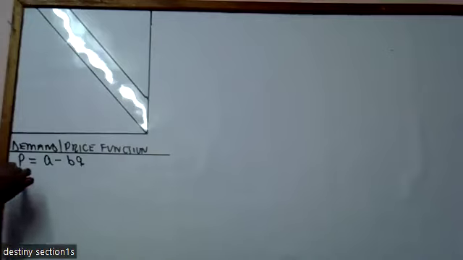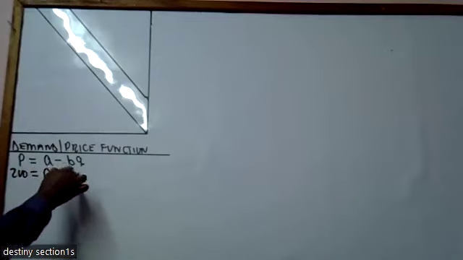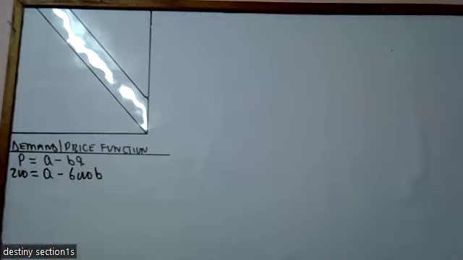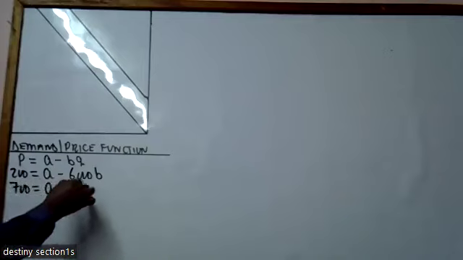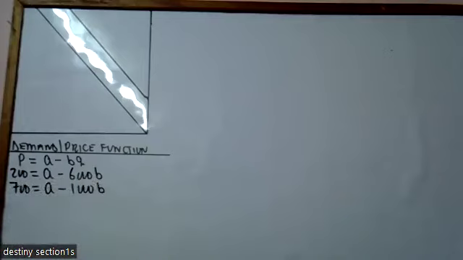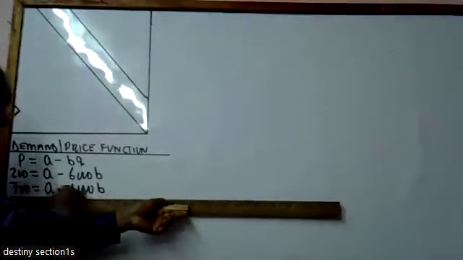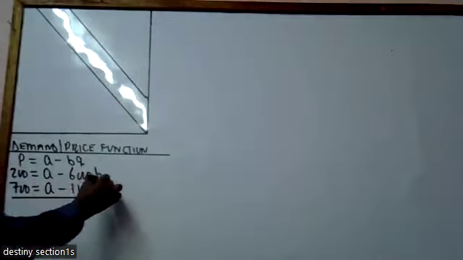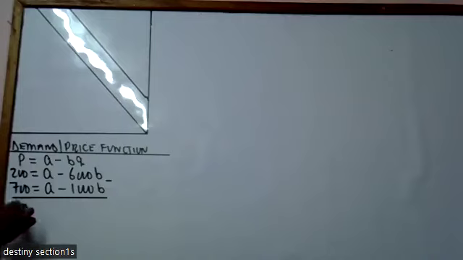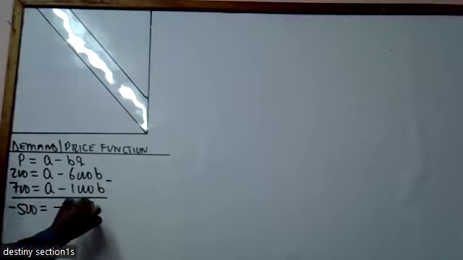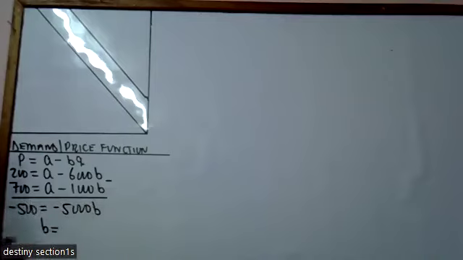So when the price is 200, this will be A minus 6,000 B. And then when the price goes to 700, demand goes to 1,000. So 700 equals A minus 1,000 B. So now you start to solve. Subtracting, this becomes minus 500, and this becomes minus 5,000 B. So tell me the value of B is what?